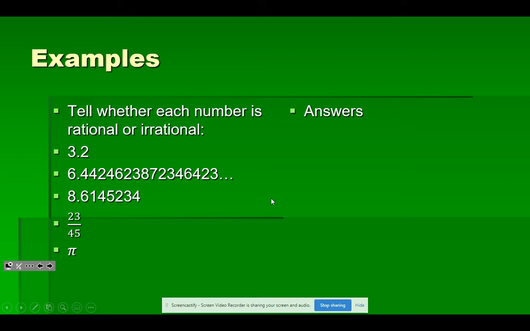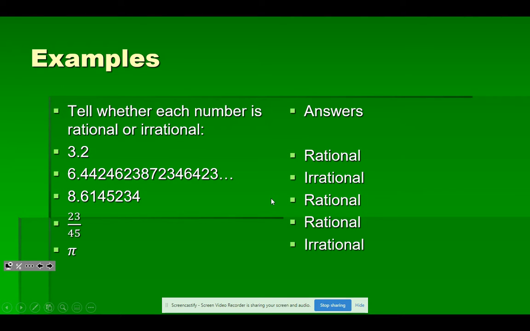3.2, because it's a decimal that stops, is a rational number. The next one, that long, drawn-out decimal there, does not have a pattern or repetition to it at all whatsoever, so that is irrational. The third one, even though it's a longer decimal, does stop, so that is rational. The next one, 23/45, is a fraction, so it is rational because all fractions are rational. And finally, pi is the most famous irrational number. It's a decimal that goes on and on forever.